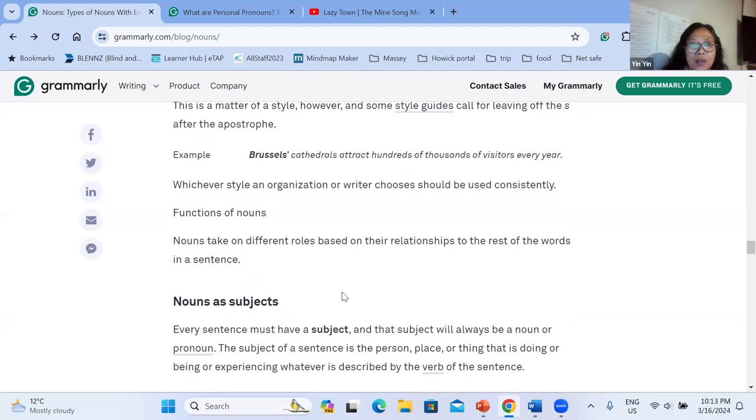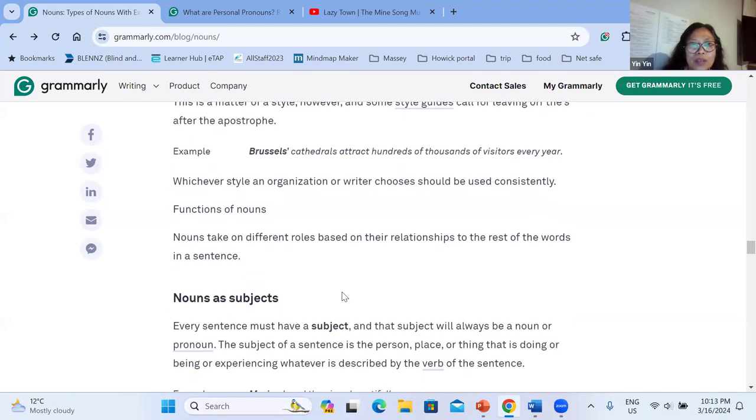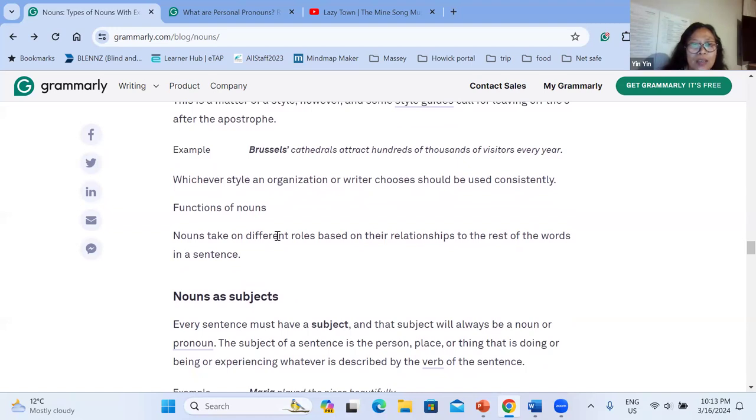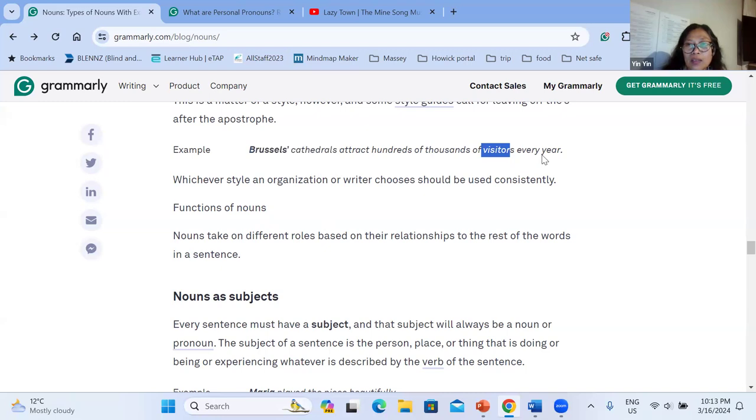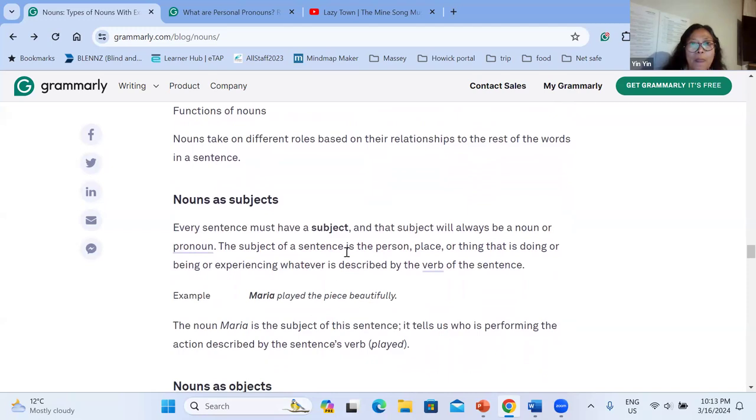Nouns take different roles based on their relationship to the rest of the words in a sentence. That noun is a function of your sentence. Nouns in my sentence: Brussels is a noun, right? Cathedrals, Brussels cathedrals, noun, right? Attracts is a verb, right? Hundreds of thousands of visitors are a noun, right? Years are a noun, right? Now, in my sentence, and that's the subject every sentence must have.